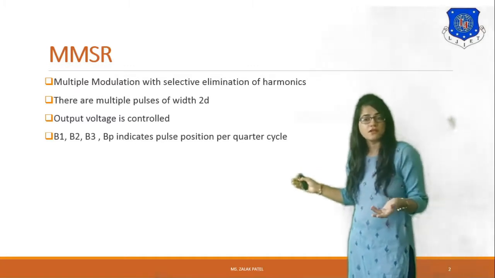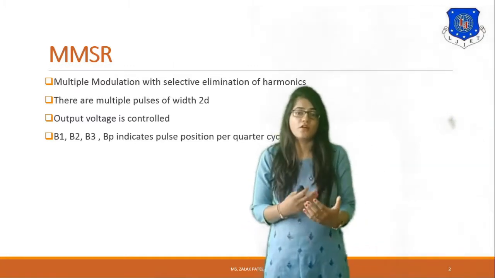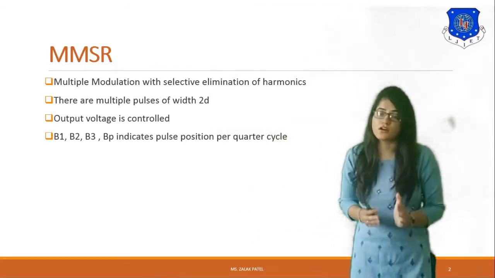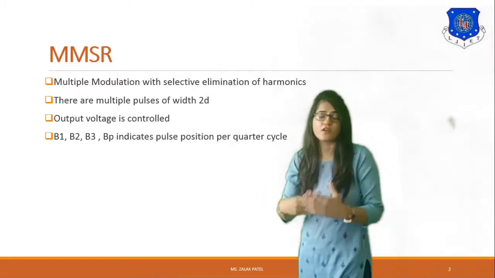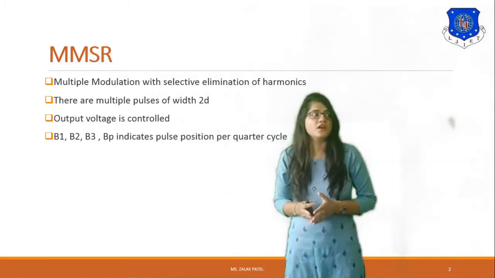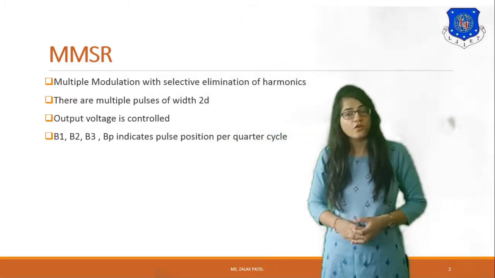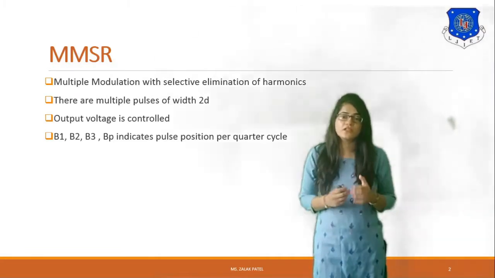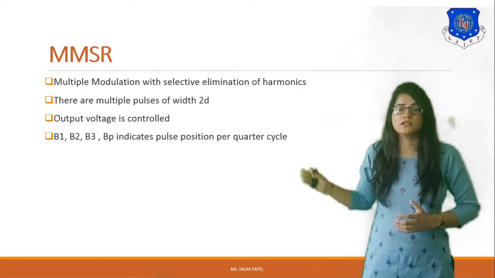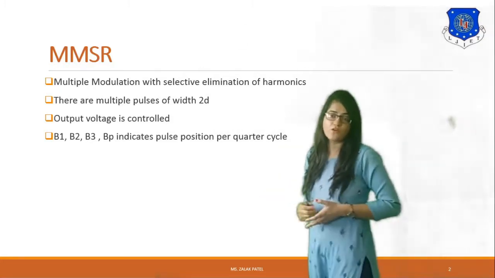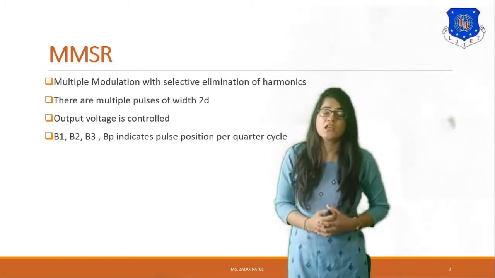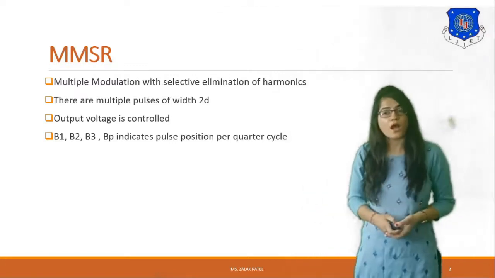How is the output voltage controlled? For eliminating the harmonics, the output voltage can be controlled. If we remove the third harmonic, or the fifth, or the seventh harmonic, the proportional voltage will be considered. So here the output voltage is controlled because of the harmonics generated, and here B1, B2, B3 and B5 are there. This B1, B2, B3 and B5, or generally Bp, indicates the pulse position per quarter cycle.